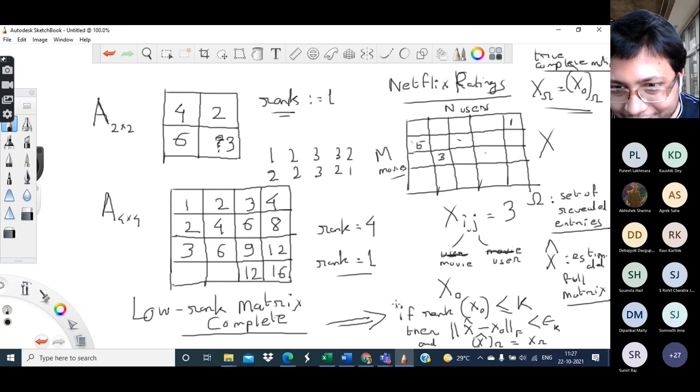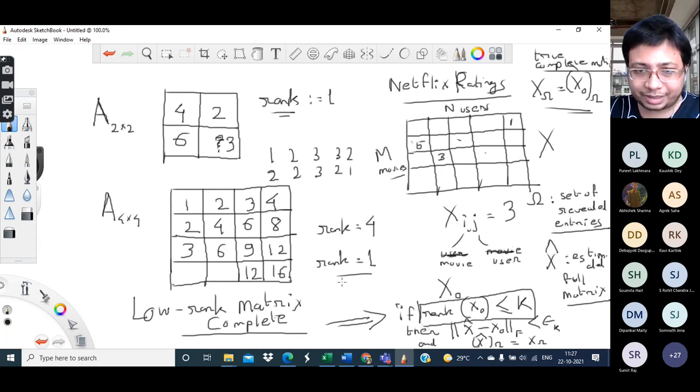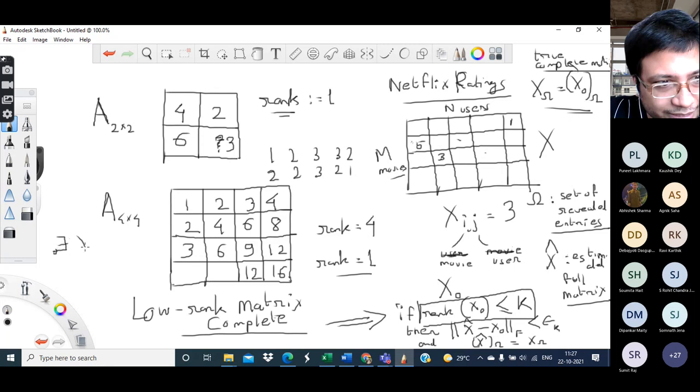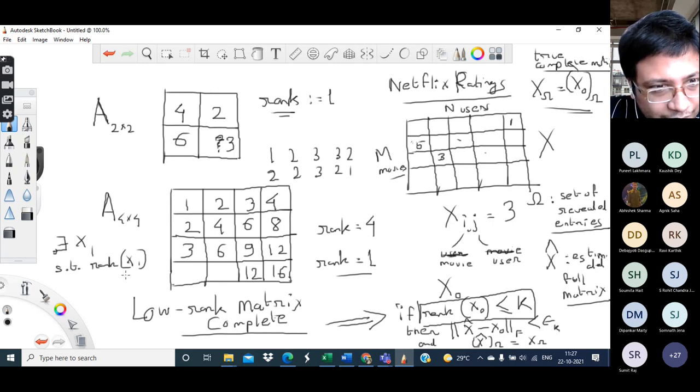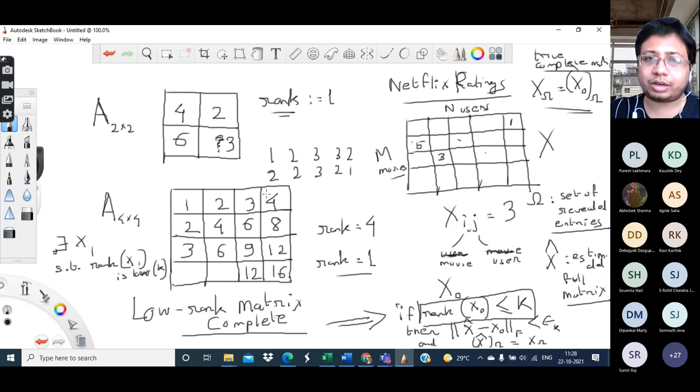That is, instead of satisfying this particular condition, let me satisfy another condition. What's the other condition? The other condition is that there exists a matrix X1 such that the rank of X1 is low. I am not specifying how low. Let me just say it is K, where K is quite low compared to the size of this matrix. The size of this matrix is M cross N, where M is small and N is large.